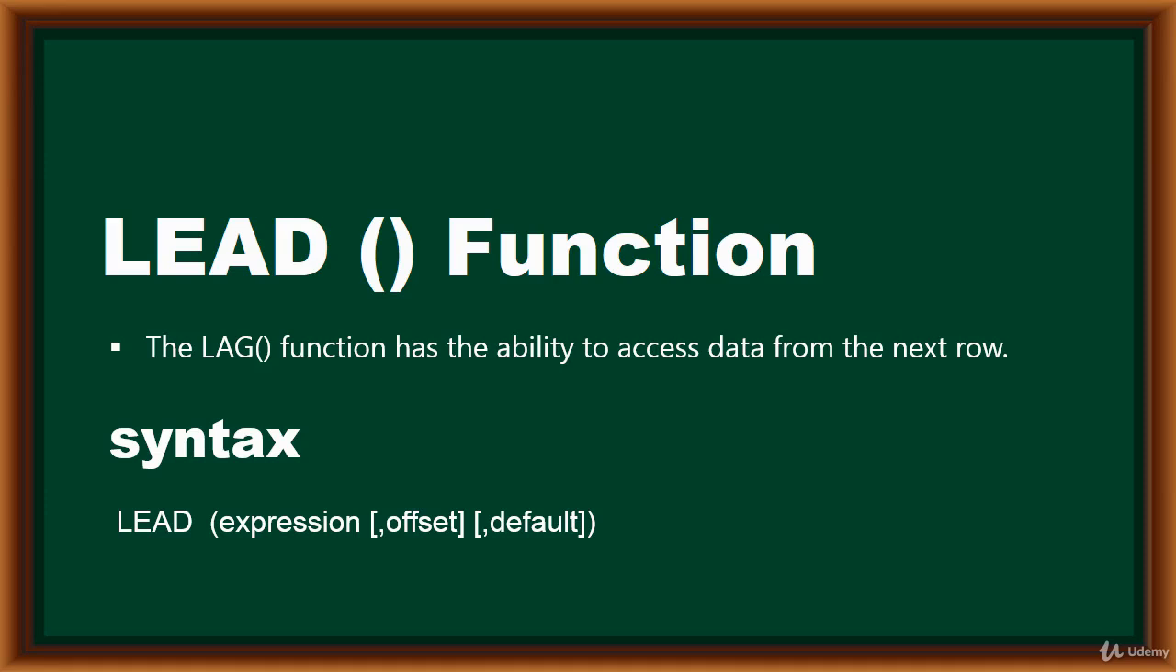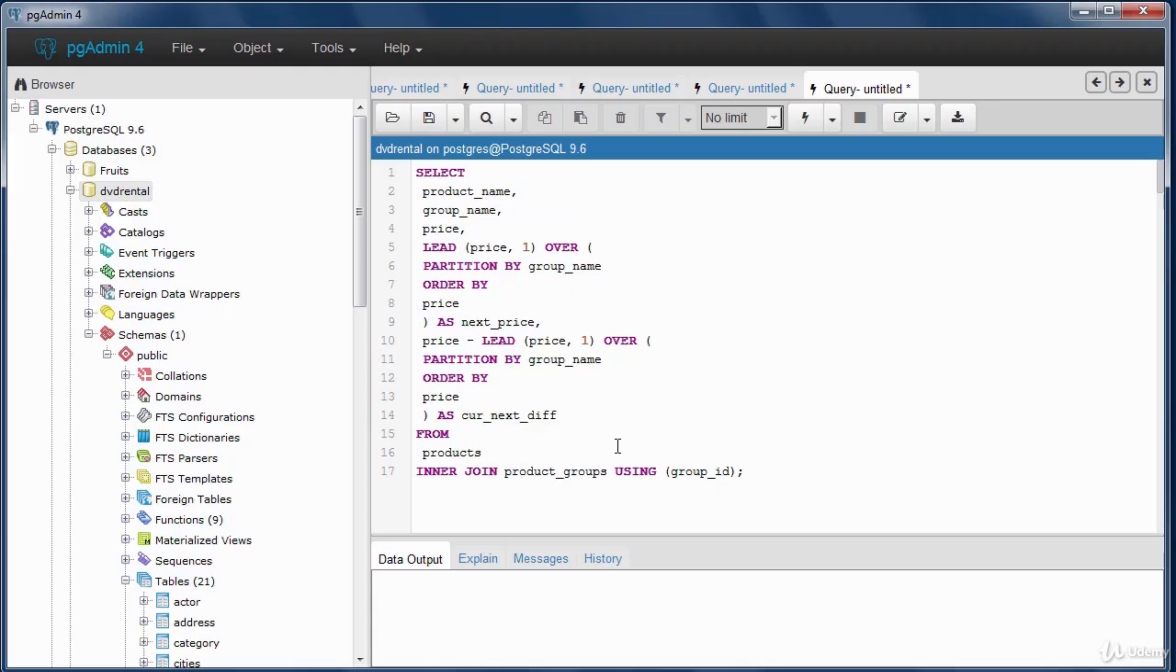Then we have the default, which refers to the default return value. That is, if the offset is outside the scope of the window. The default is null. So whereby the offset is outside the scope, the default is then used, and the value for that default is null. Null meaning you don't know the value. The value is unknown.